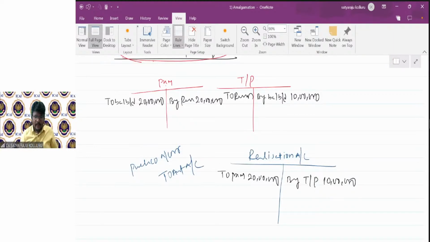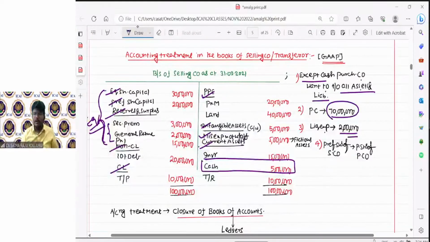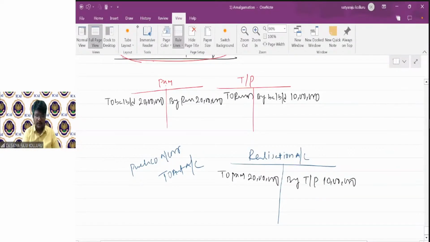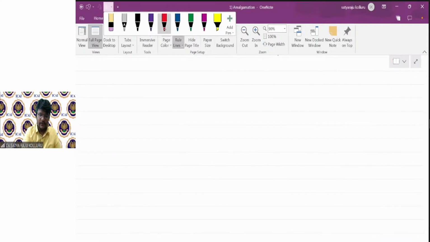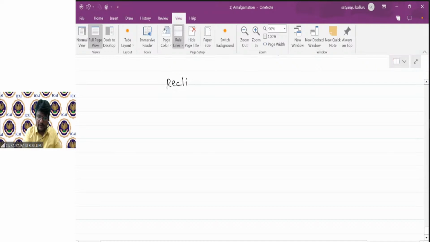So that's why, as a primary step, what do I need to do? All the assets and liabilities which are taken over by the purchasing company should be closed and transferred to the realization account at book values. The first step is that all the assets and liabilities which are taken over by the purchasing company should be closed and transferred to the realization account at book values. Guys, this is only for your understanding. So let me start the problem by opening a clear-cut realization account.